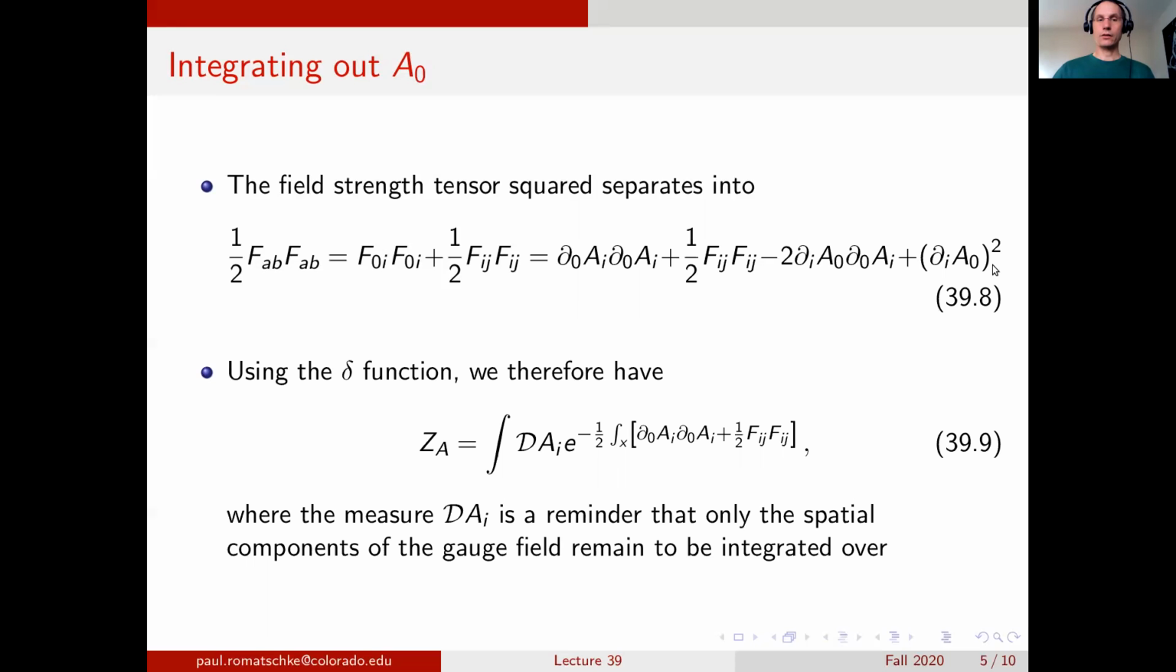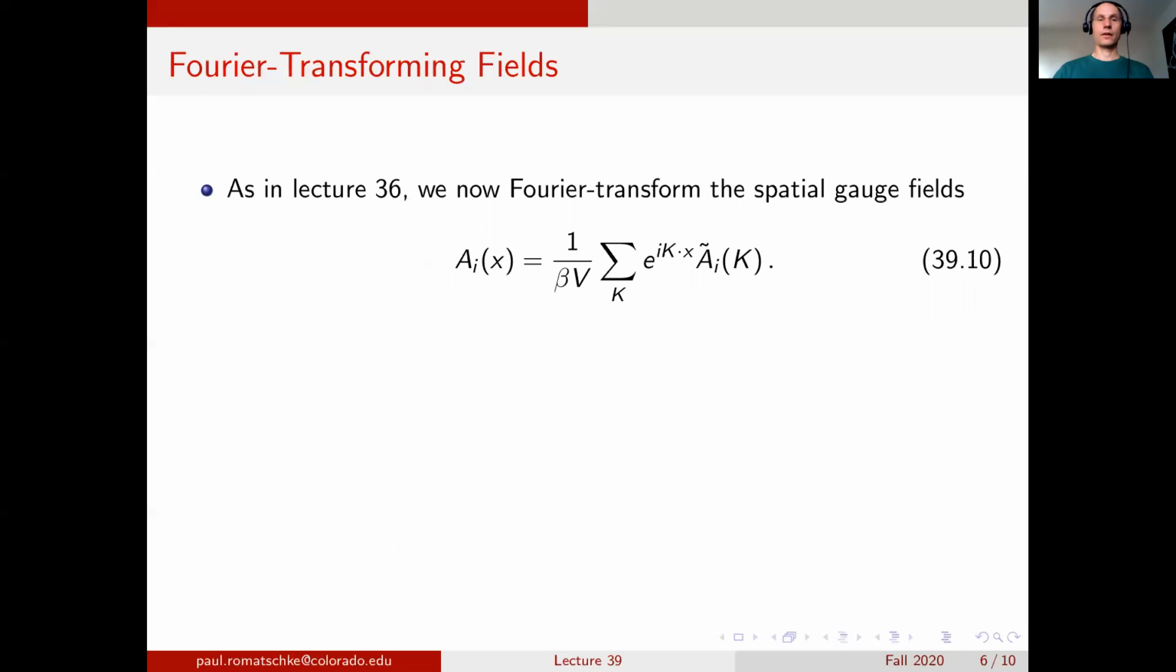When we then integrate over A_0 with the delta function, that restricts all A_0 to be 0. So this term vanishes, and we are only left with these two terms in the action. And that gives us the following result for the partition function Z_A. As a reminder, we now only integrate over the gauge field parts that are spatial, which I've indicated as A_i in the integration measure, because we already integrated over the A_0 part. As in lecture 36, we then go ahead by Fourier transforming the spatial parts of the gauge fields into Euclidean momenta K.